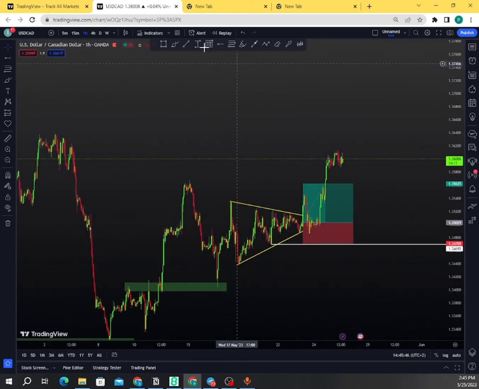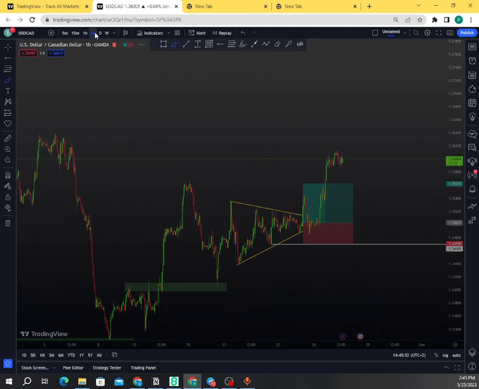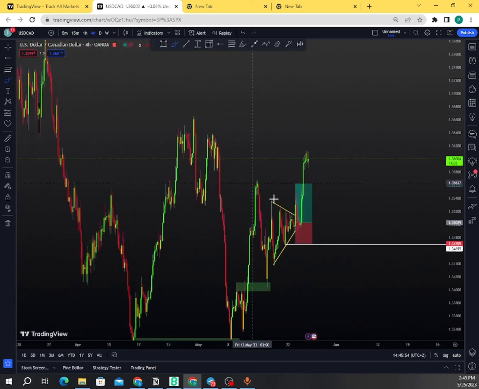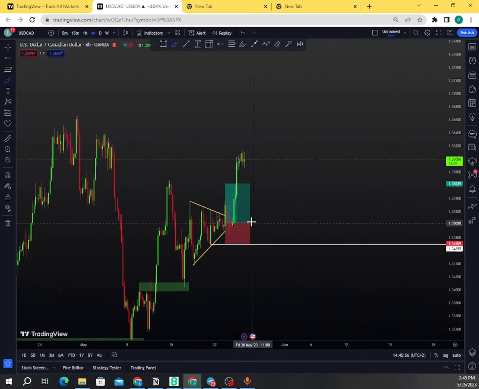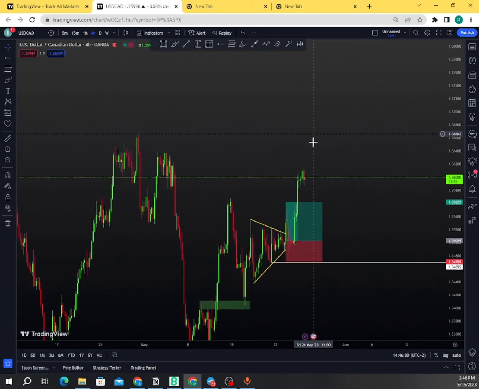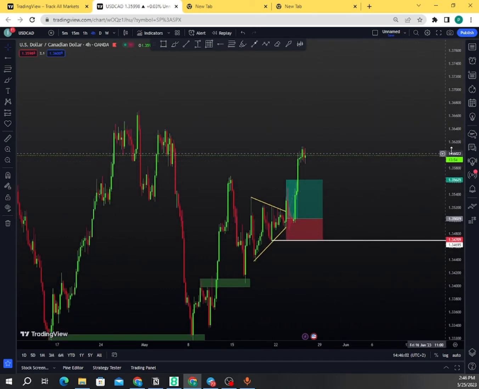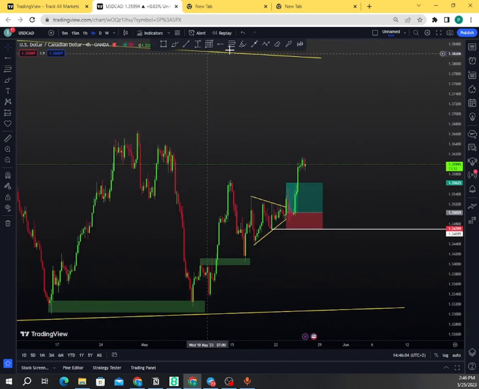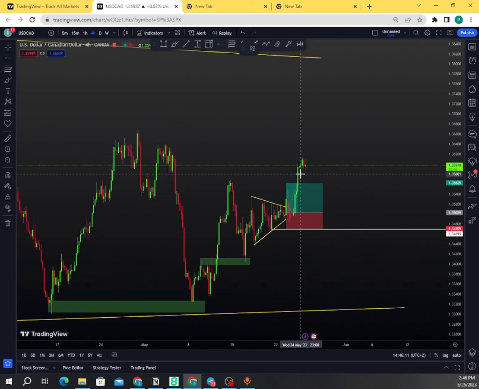And then that's when I took my buy here. But not just that, I also went to the 4-hour so that I can know the overall direction. So what happened is that I got a trade here on a 1-hour, and then I went to the 4-hour so that it might support my overall move.